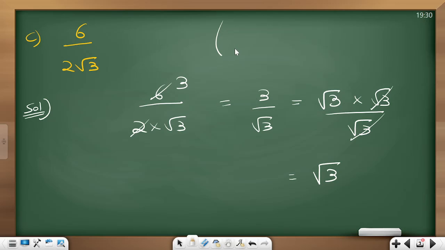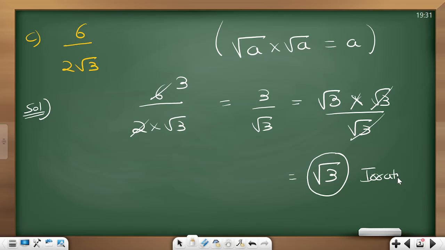So one thing you can remember, Akshita, that is root a into root a is a. Therefore root 3 into root 3 by root 3 cancel, finally you will get root 3. That is an irrational number. So final answer, 6 by 2 root 3 is an irrational number. Is that clear? So these are the 3 bits in our questions. Now we will go ahead to solve some more good questions.